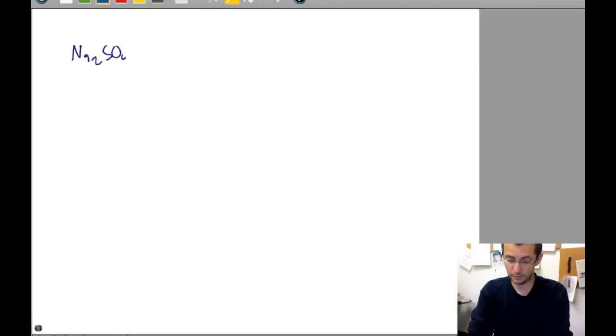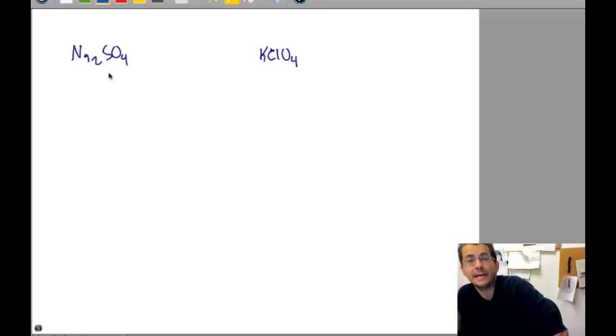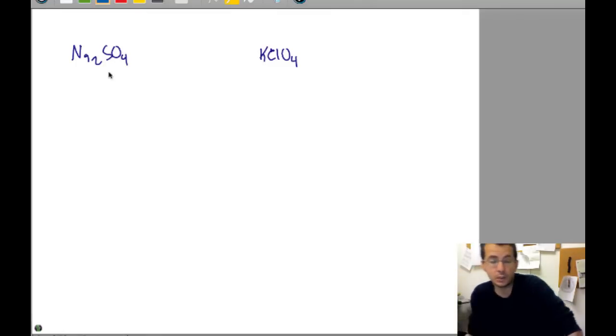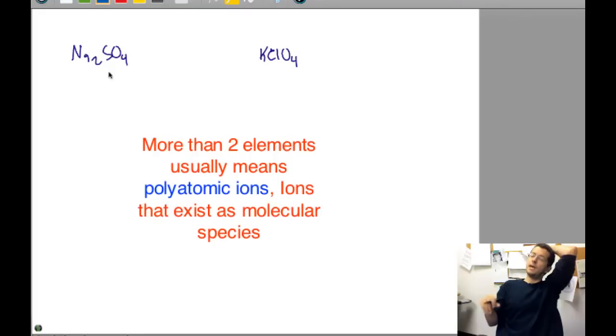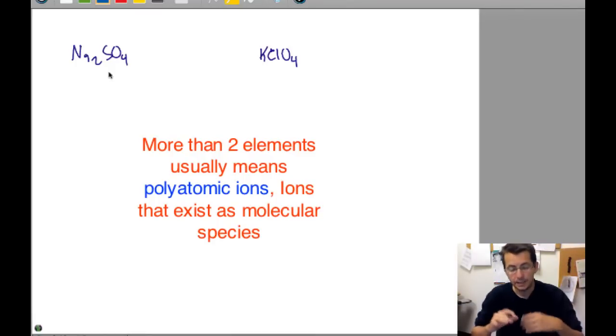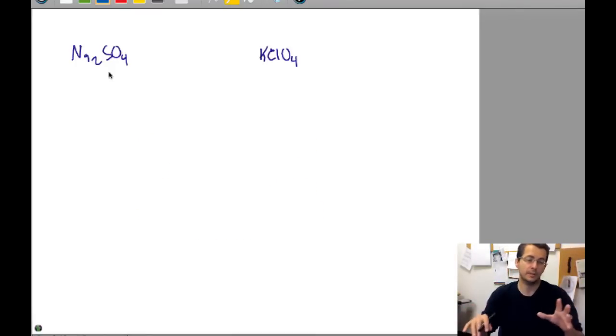What about Na2SO4, KClO4? How do we go about naming these beasts? Well, it turns out that if you see more than 2 elements, what it means is that these are not simple ionic compounds. They often contain more complex structures, ions that consist of multiple atoms, what we call polyatomic ions.